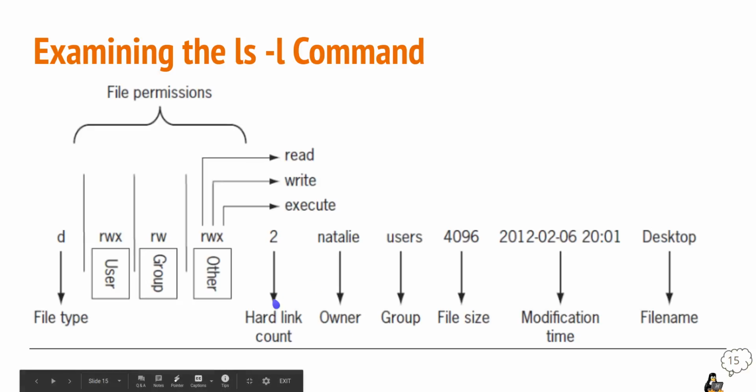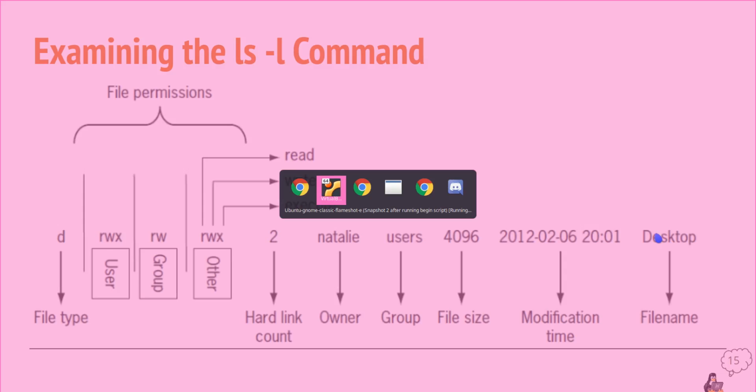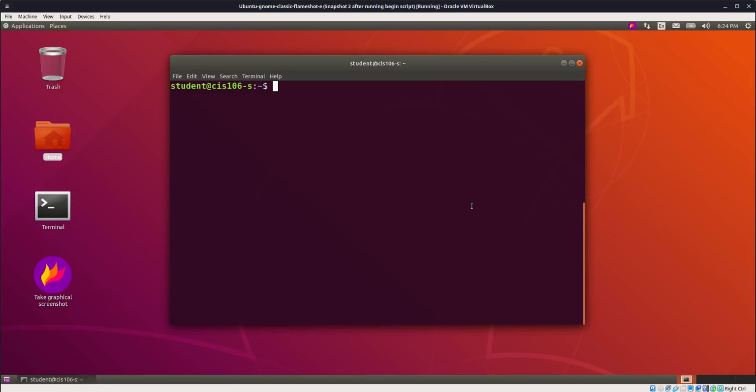Then we have the hard link count. Later on in the following videos, I will explain what a hard link is. Then you have the owner, the group, and the file size in bytes. Then you have the modification time, the last time the file was modified, and we have then the file name. In this case, this was a long list of the desktop directory. Now let's go back to our Ubuntu machine and let's do a long list again of, I don't know, the example directory.